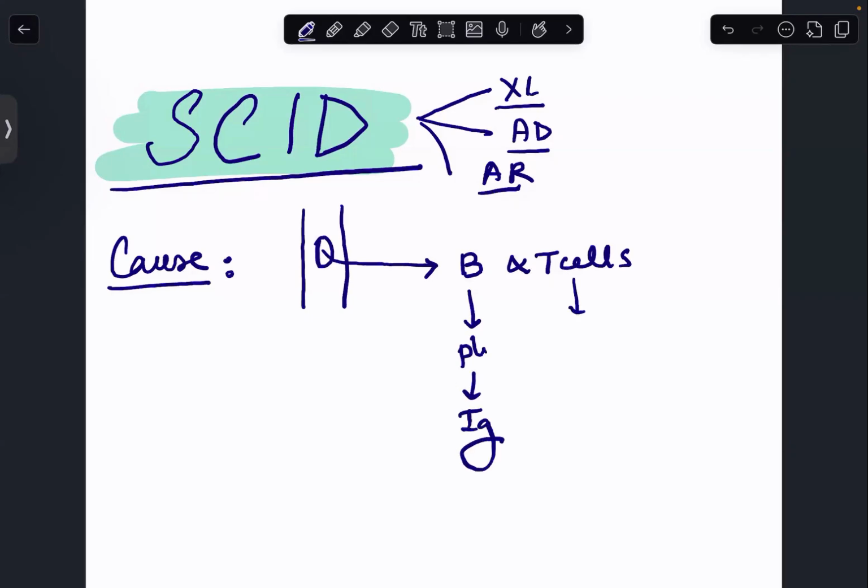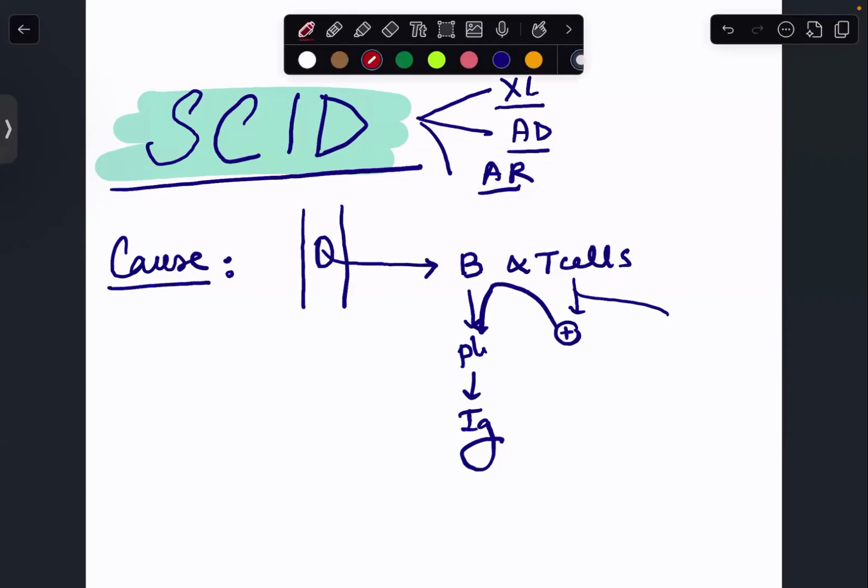T cell activates this procedure, that is plasma cell. Also T cell will activate the killer T cell, the memory T cell, etc. What happens in this particular disease, kid, is that the hematopoietic stem cell or the bone marrow fails to differentiate the B and T cells. That is, they fail to produce or fail to differentiate into B and T cell.